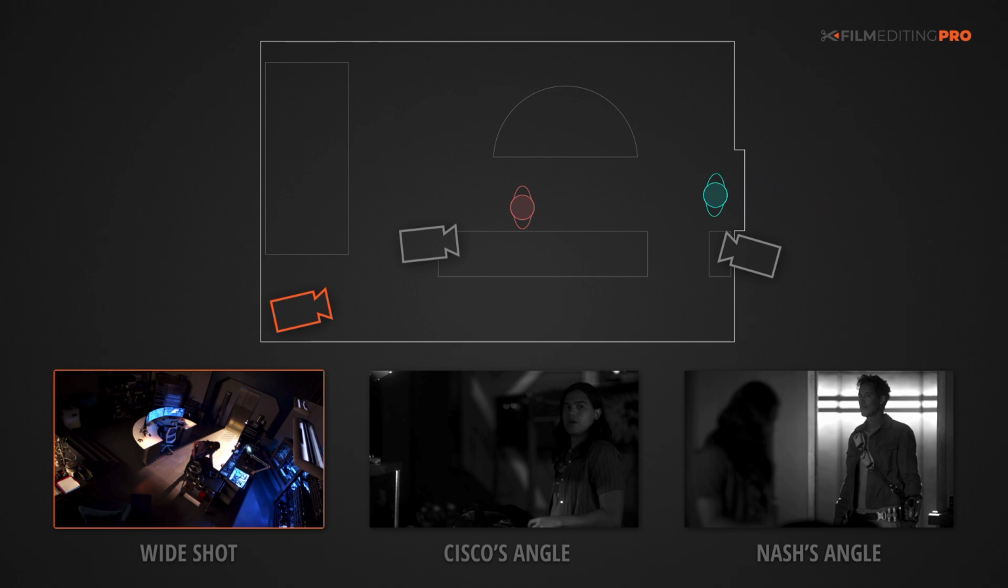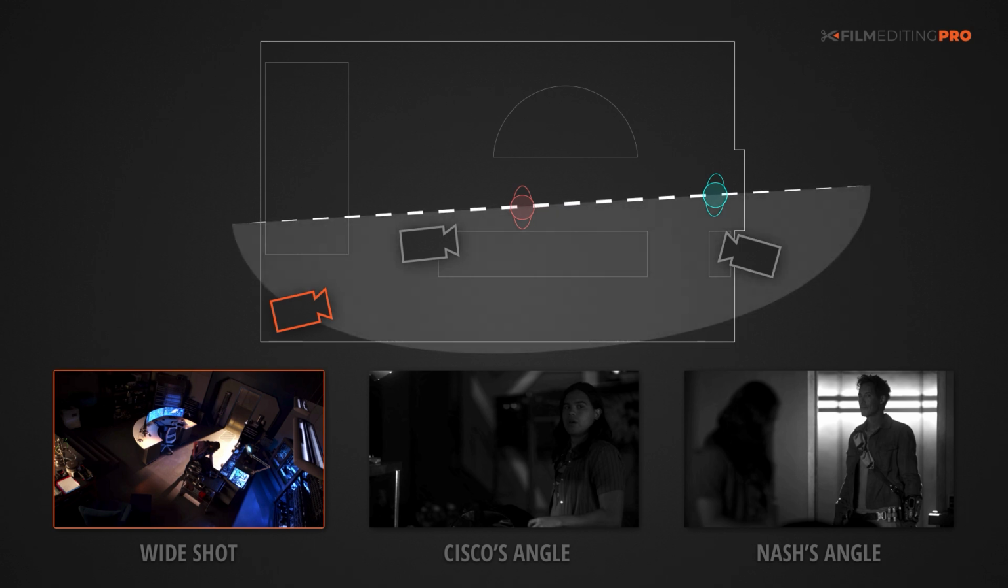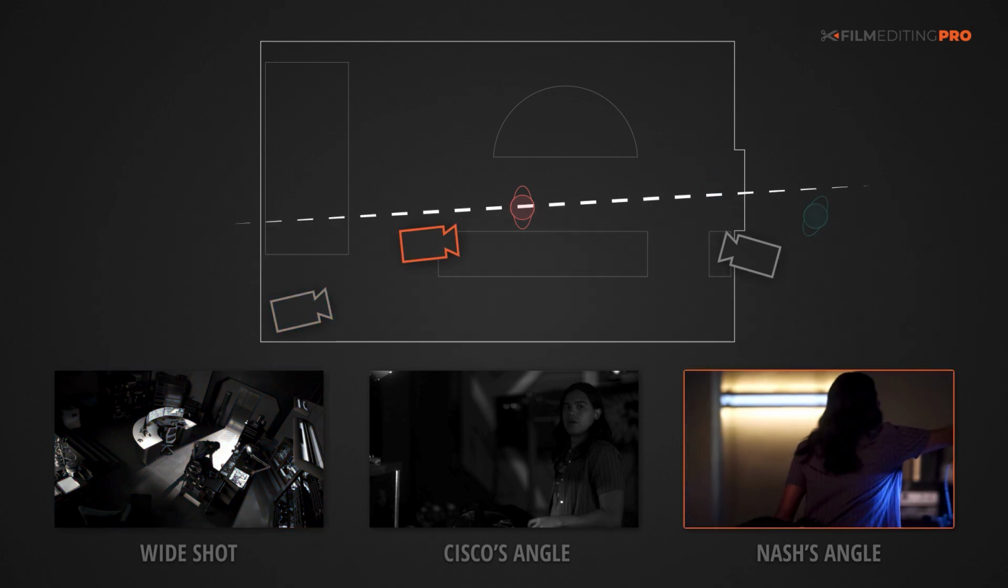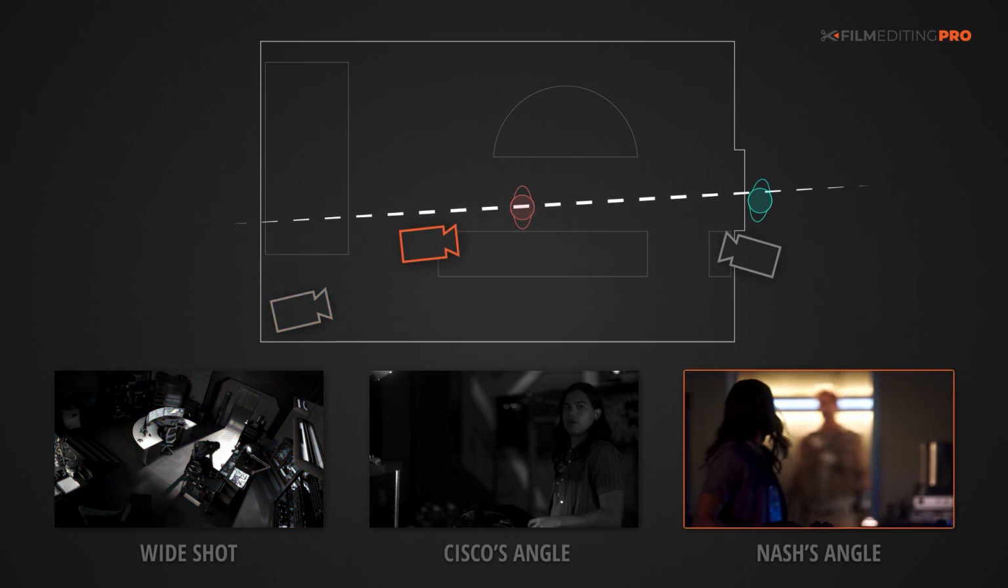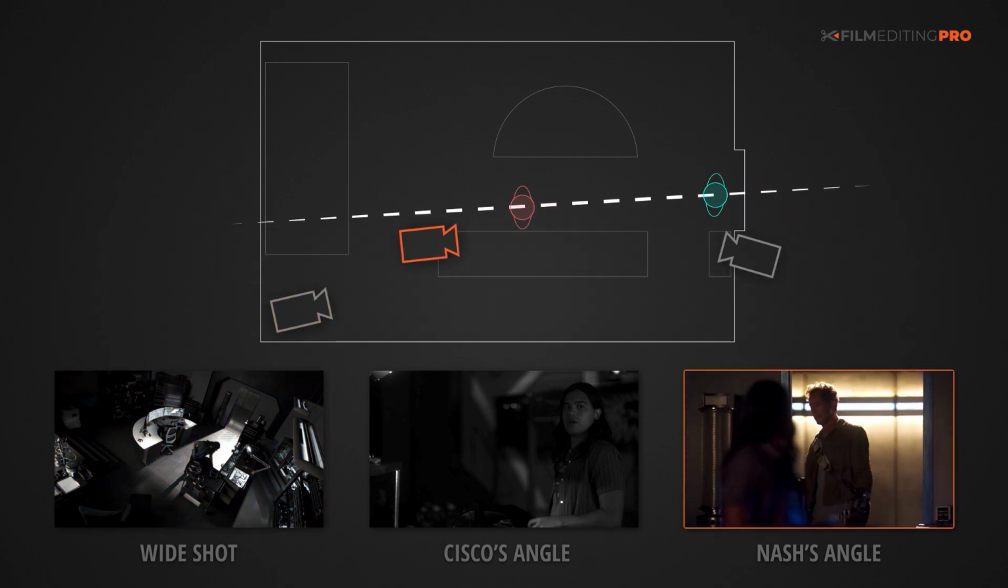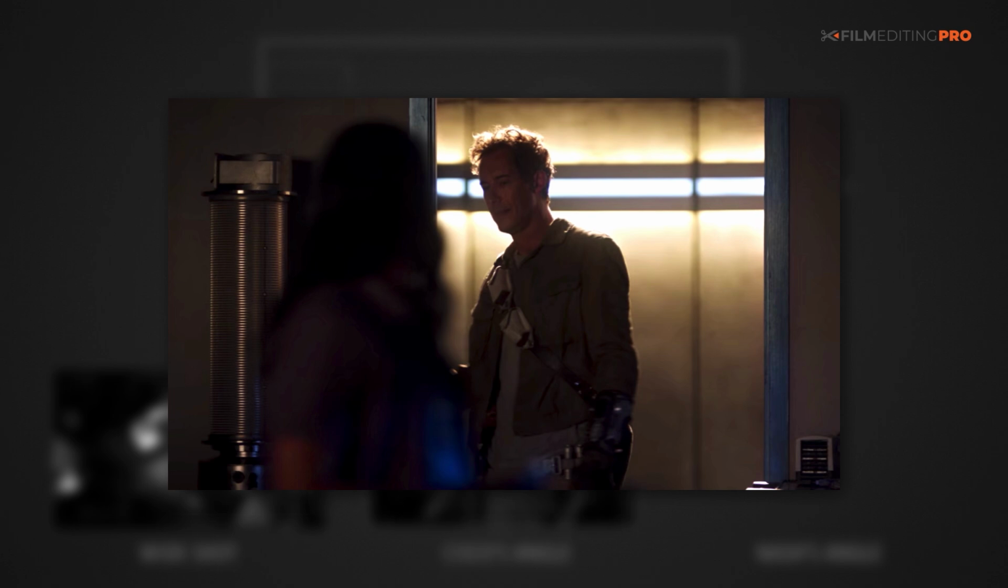Now let's draw the 180-degree line between them. The rest of the camera angles on each character in this scene need to be on the corresponding side of the line that we see in the wide shot. This will maintain the same screen direction of the characters on camera. For instance, when we cut from the wide shot into the close-up of Cisco, which then focuses back to Nash, we can see that the camera is still on the correct side of that line. This way, Nash still appears on the right side of the frame, and Cisco still appears on the left.